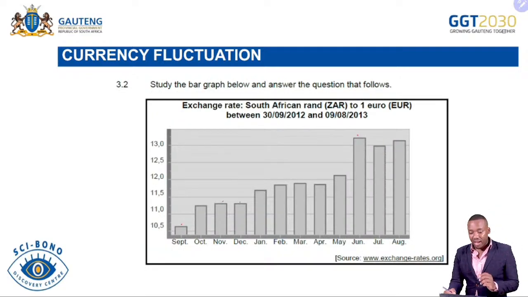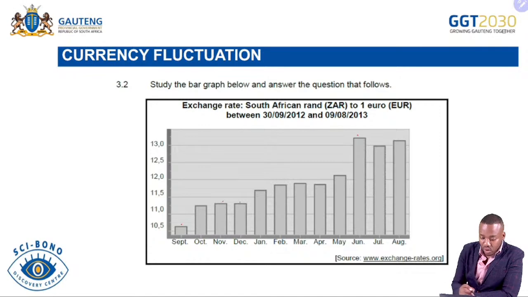There's another graph again. Point number 1, check the instructions. Study, it is a verb. Study the bar graph below and answer the questions. Exchange rate: what was being compared? Exchange rate of South African rand to euros between the months and the years. Here they're comparing the 2 years. Then I said check your y-axis, and here you've got the x-axis.